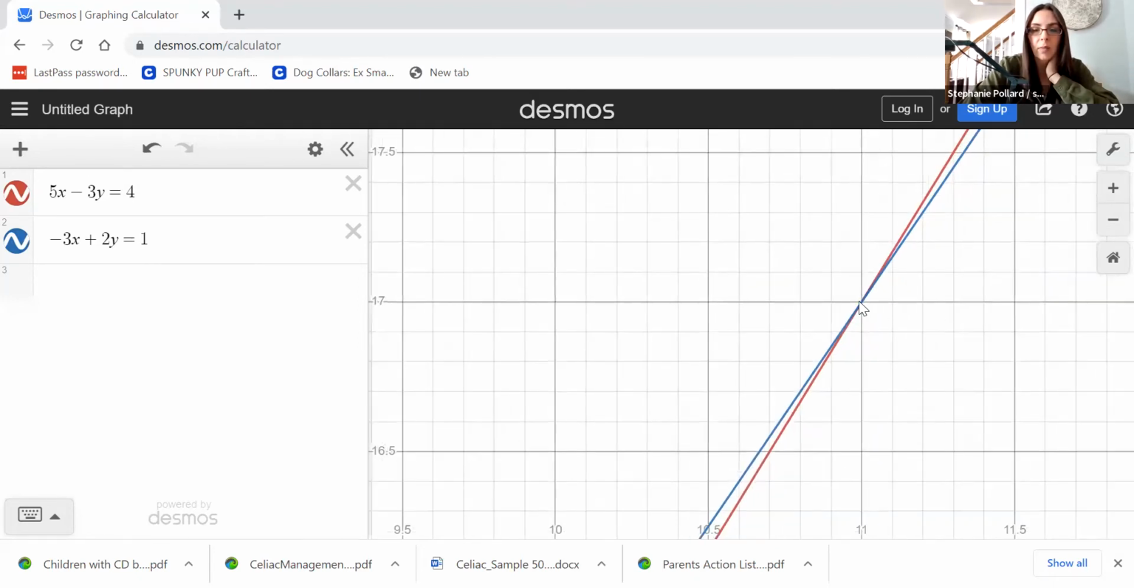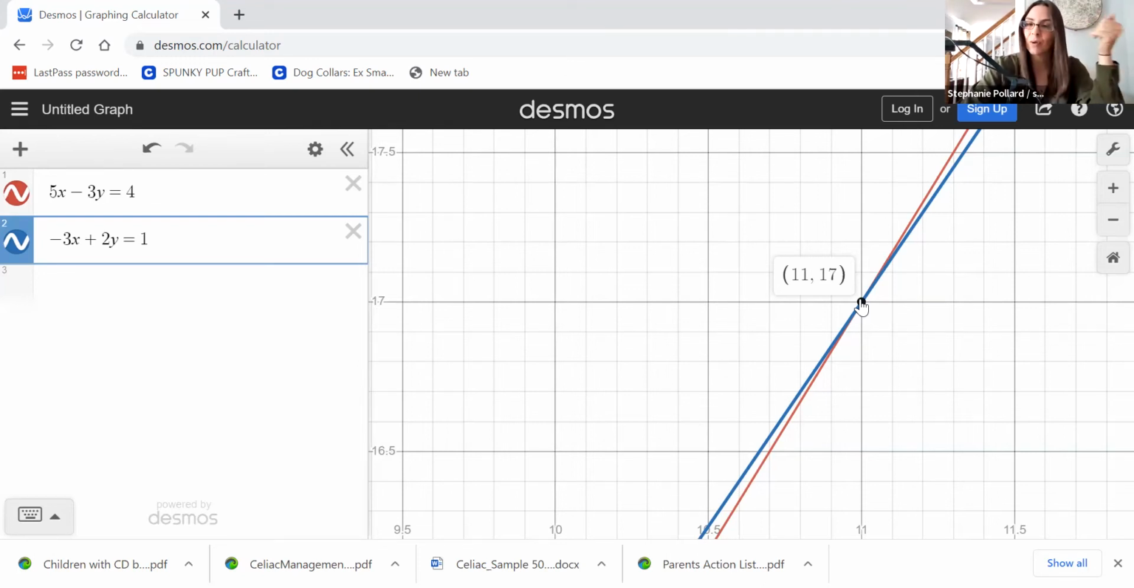All right, so it does look like we're intersecting here, potentially at (11, 17). So that's what I'm going to guess my solution is. It does look like those graphs cross at exactly (11, 17), which is nice. So we should see that exactly for our answer.